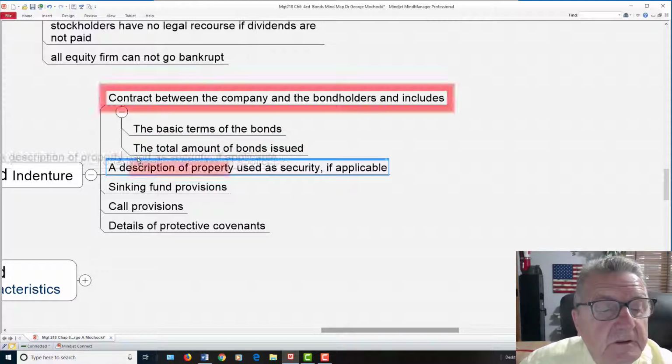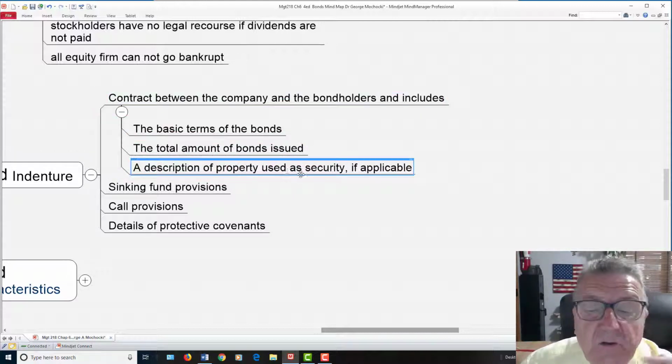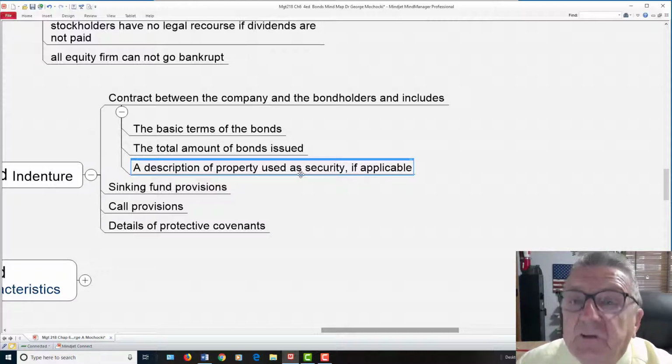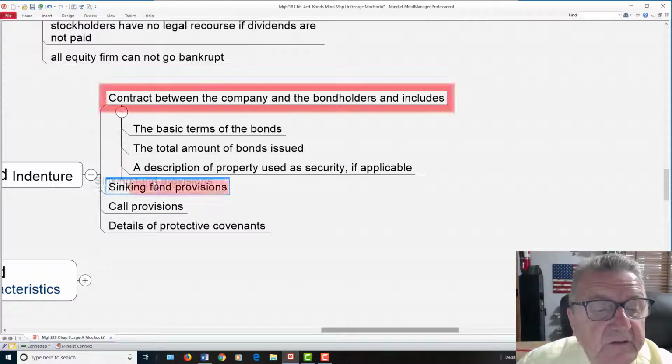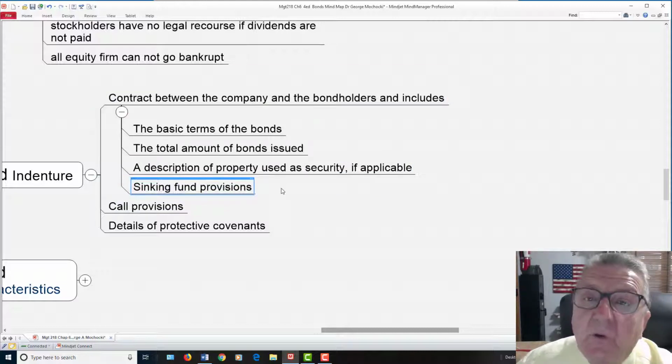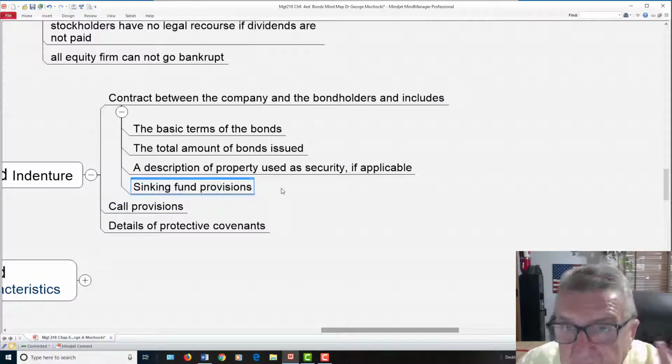Description of property used as security, if applicable. You have secured bonds and then unsecured bonds. You have a sinking fund provision. That means how much money I put away to pay off my debt. This is what a company does.